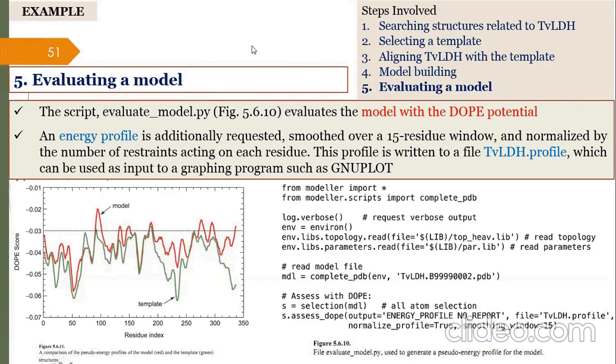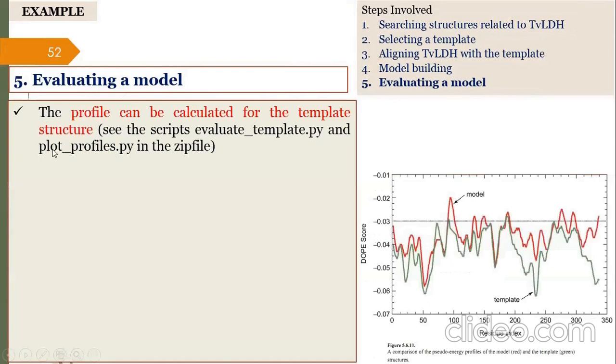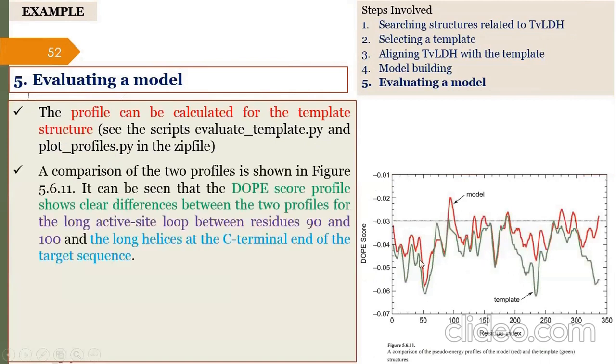Yes, sir. So after that the profile can be calculated. अब ये इसकी explanation है. The profile can be calculated for the template structure and a comparison between the true profiles. ये comparison हमें देगा कि true profiles जो हैं वो compare किया जाता है. The DOPE score profile shows clear differences between the two profiles for the long active site between the residue 90.